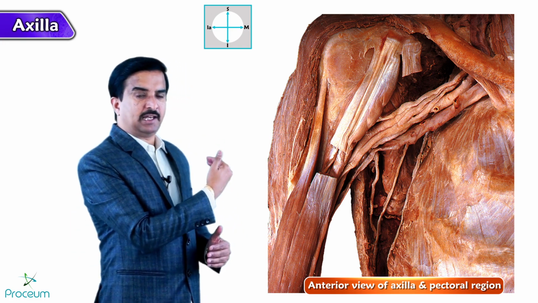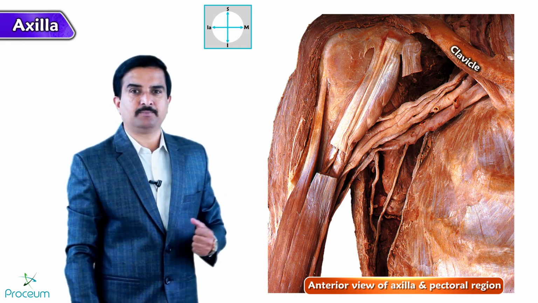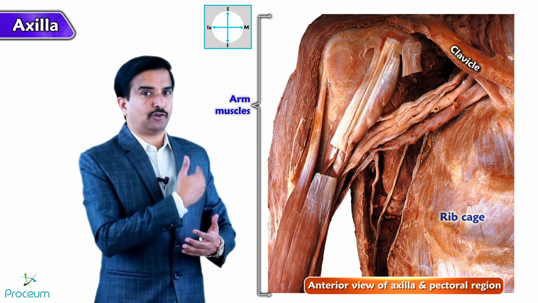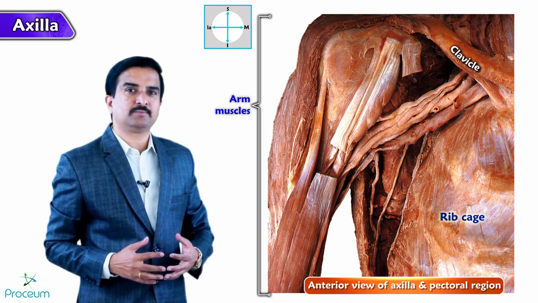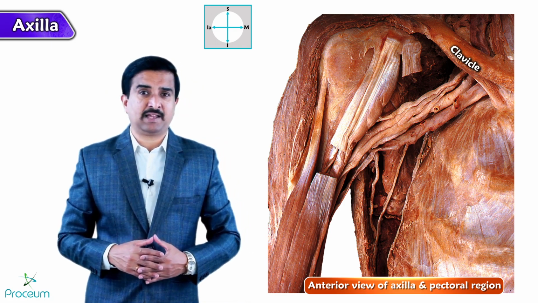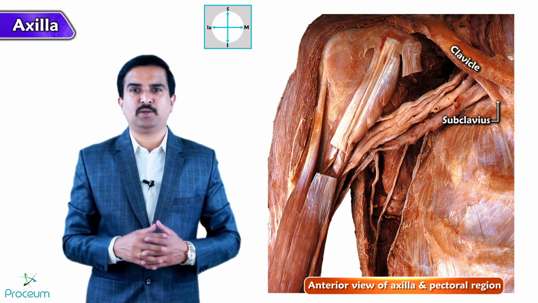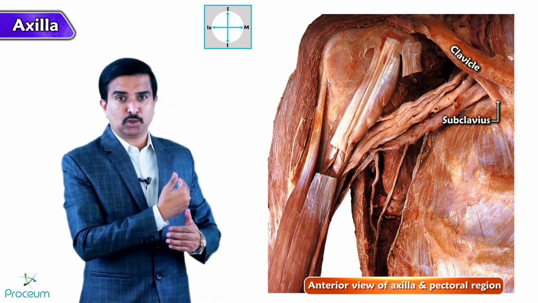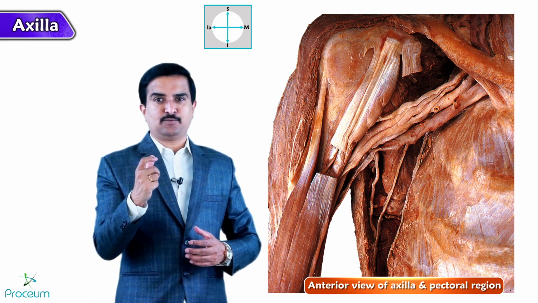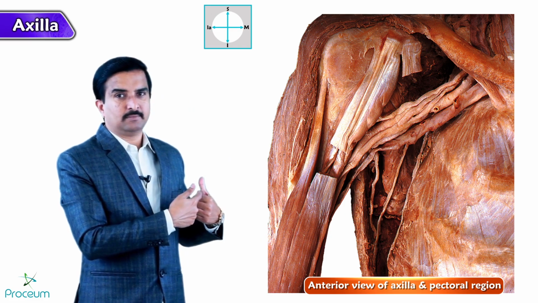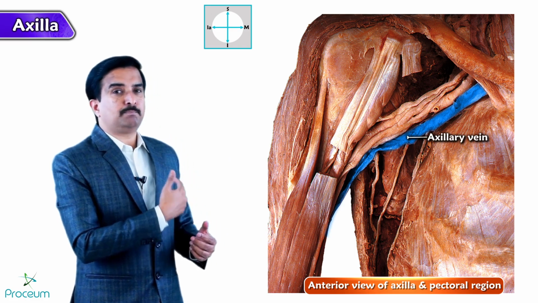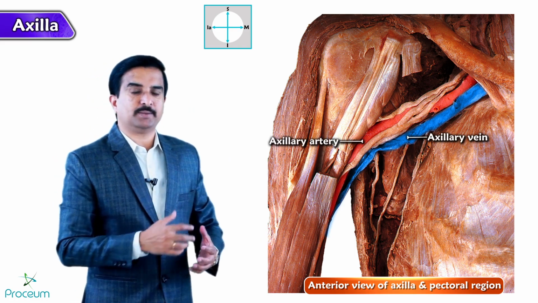If you see superiorly, the clavicle is clearly visible, the arm muscles are on the lateral aspect and the rib cage is on the medial aspect. What is the muscle present immediately beneath the clavicle? It is the subclavius, and it is attached below to the first rib. We can also appreciate the axillary vessels running towards the arm. The medial vessel is the axillary vein and the lateral vessel, which is partially seen, is the axillary artery.